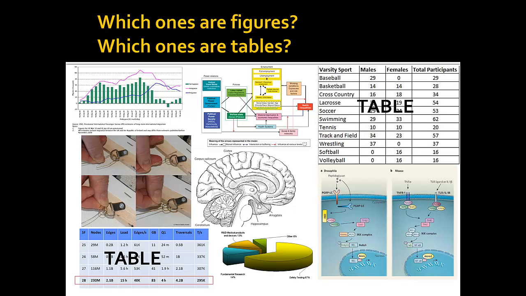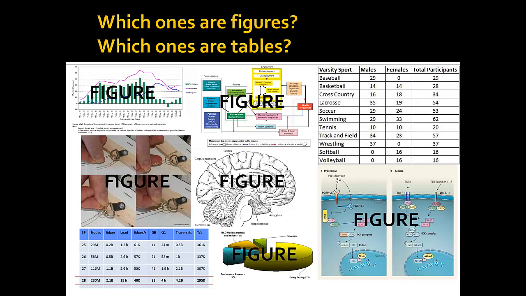Okay, so here are the answers. The one on the top right and the one on the bottom left, they're tables. All of the others are figures, and you can see that there's a wide variety of different types of figures. Everything from pictures, diagrams, pie charts, flow charts, and so on.